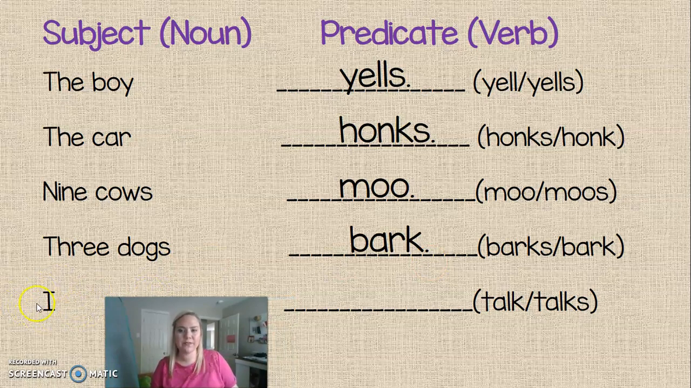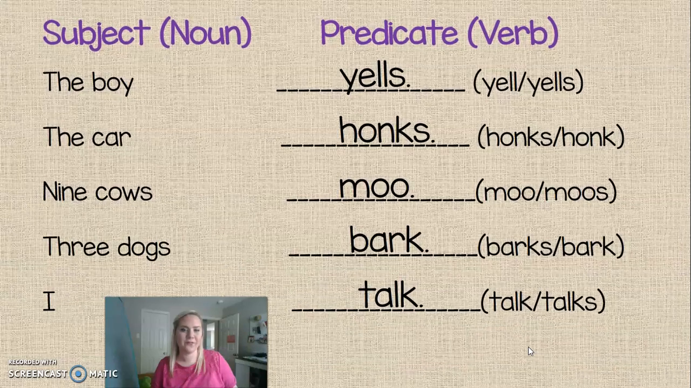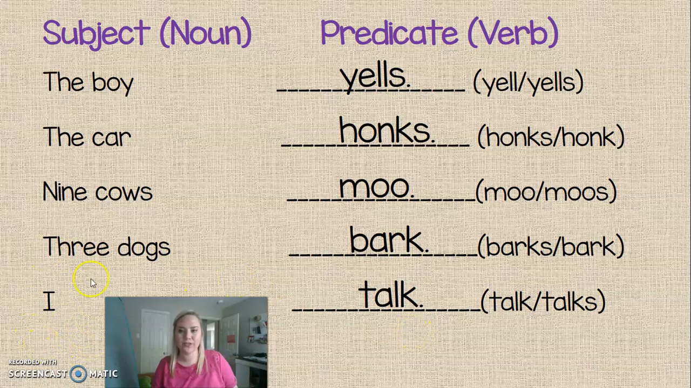Okay, our last one. Remember, this is rule number 3. I want to see if you can get that one. I. So think about, is I singular or is it plural? So would it be I talk or I talks? Hopefully you got this one. I talk. I talks does not make sense, okay? So whenever it's I or you, remember you're not going to add an S at the end.